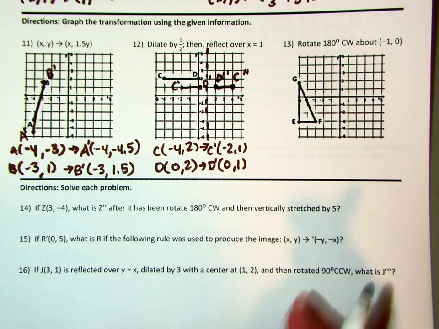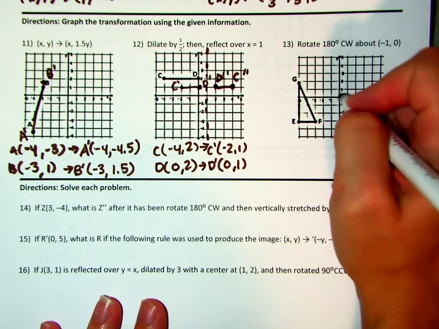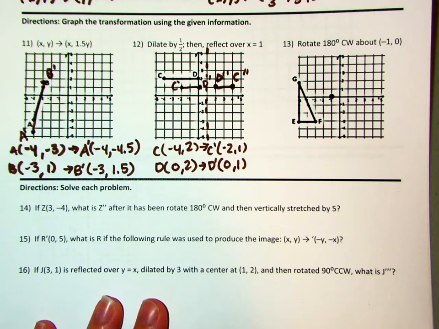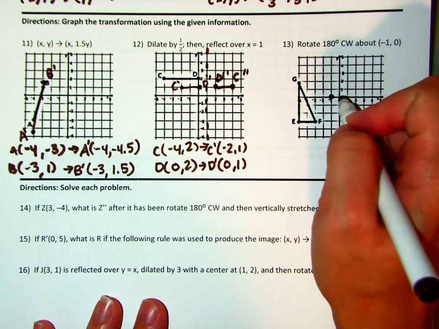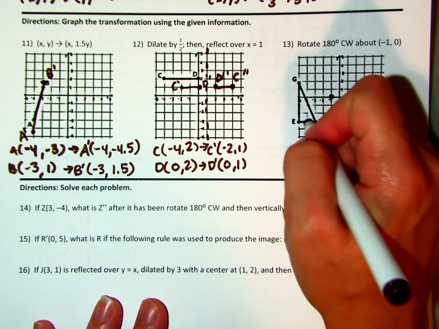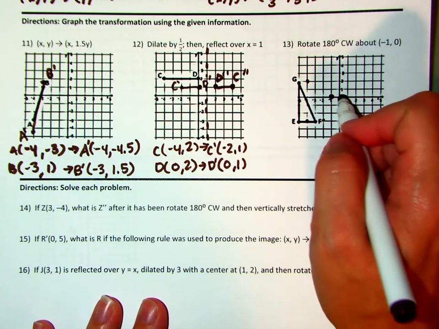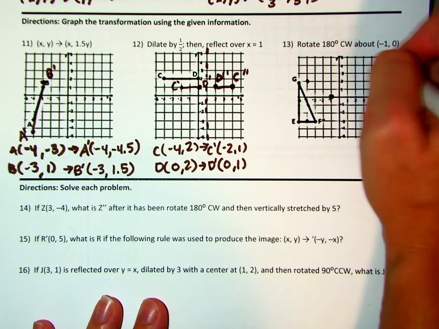On number 13, we're supposed to do a rotation, but it's going to have a center other than 0, 0. So let's look at where we're rotating it about. We're going to do a rotation around this point right here. So the first thing we want to do is we want to move this to the origin, and that means everything is going to get moved 1 unit to the right, because if I move this 1 unit to the right, it's at the origin. Eventually we're going to have to put it back.